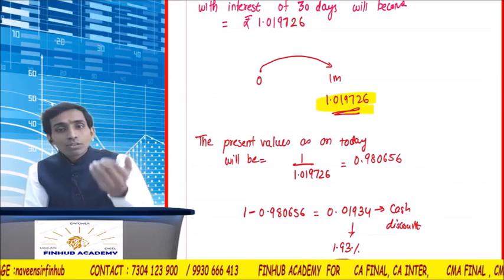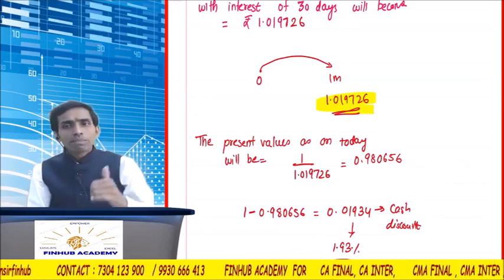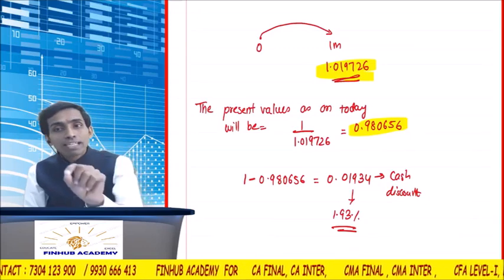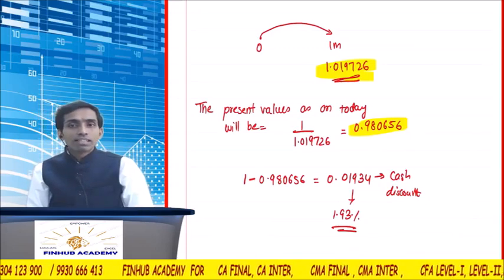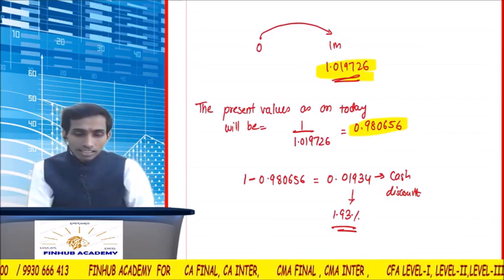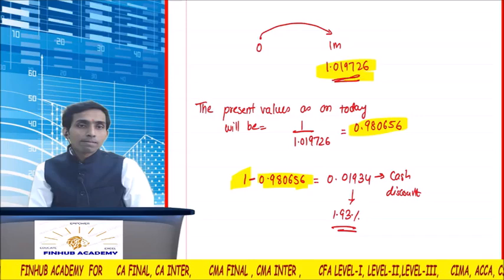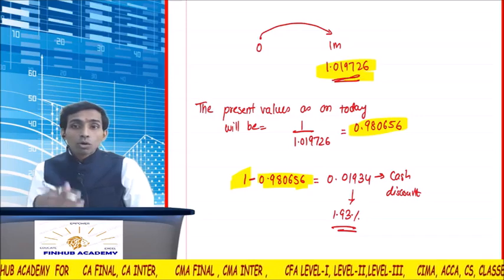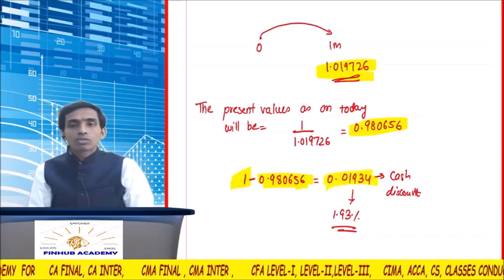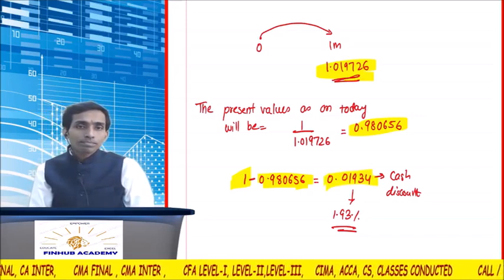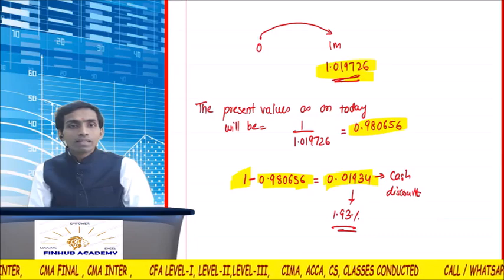But in cash discount, he will pay me today. He will pay me today, so I will calculate the present value. So present value is how much? 0.980656. Understood? So instead of 1, he is paying me 0.980656. Correct? So what is the discount? This is the discount. If I calculate in percentage form, it will be 1.934. Done? Easy? Any question?